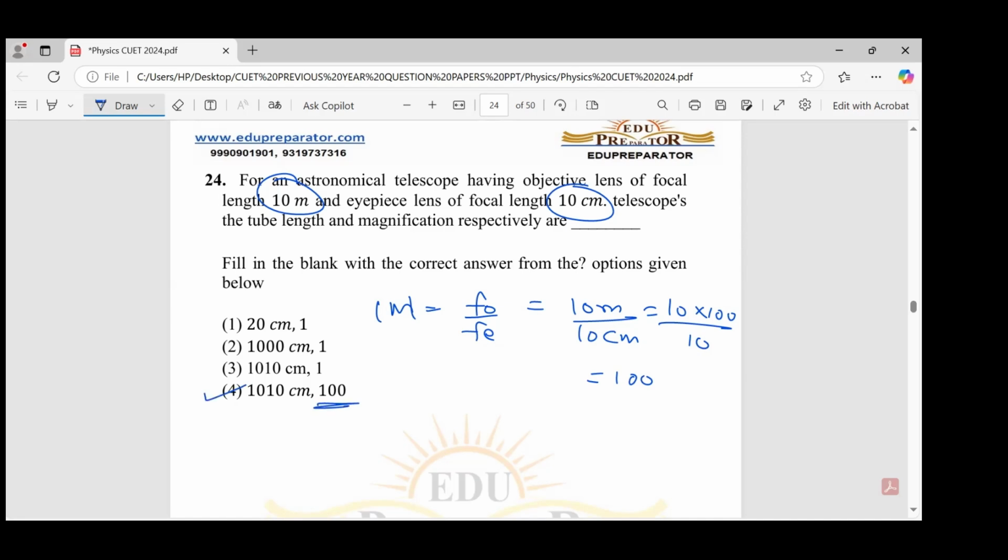So this will be your correct answer, right? Otherwise, if you want to solve it, you know that the length will be equal to 1000 centimeter plus 10, that is equal to 1010 centimeter, right?